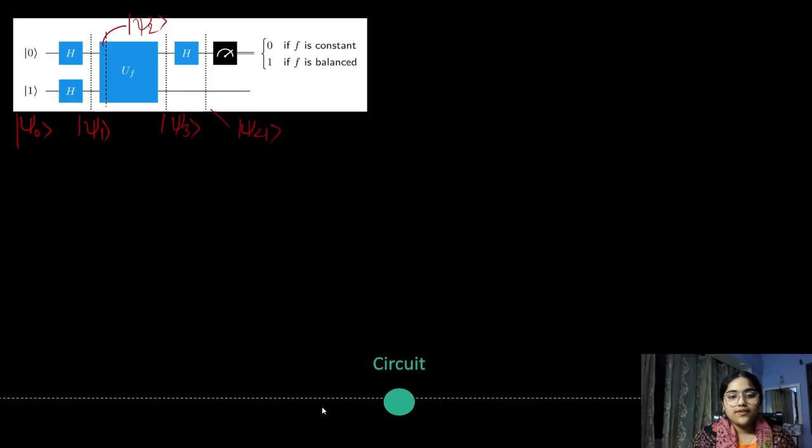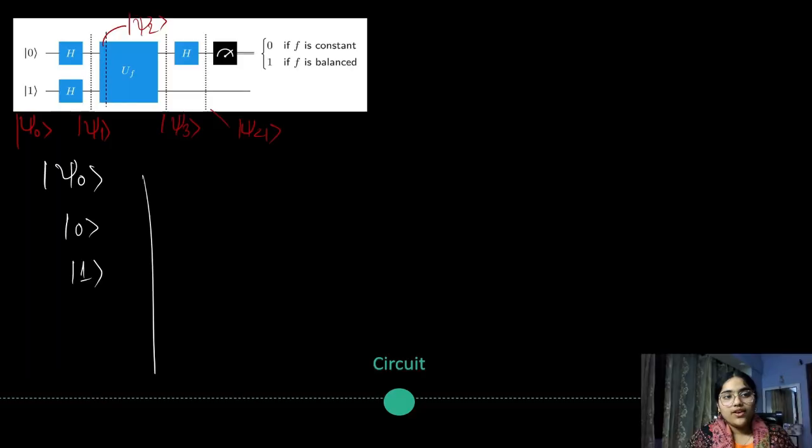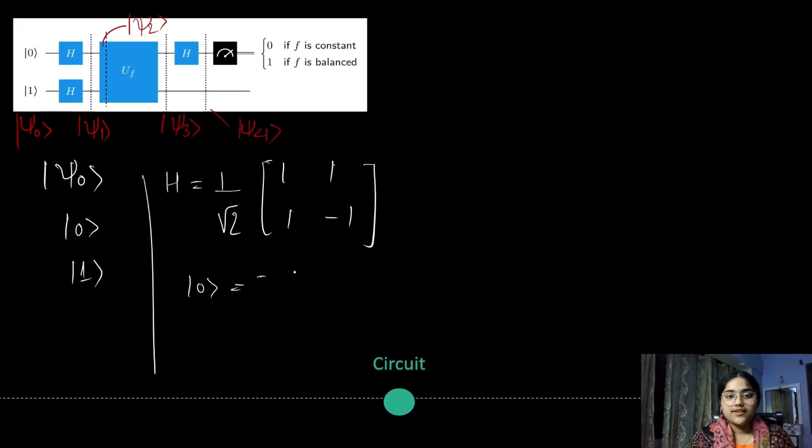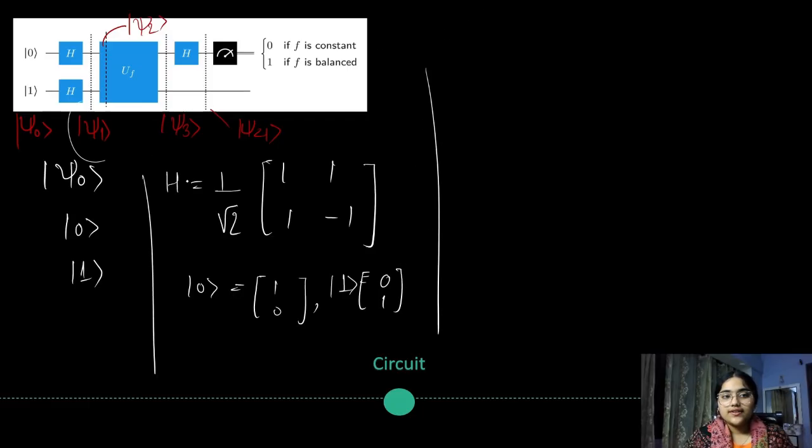Starting with psi 1, we first start with the 0 gate and 1 gate. Then moving forward, we have the Hadamard gate. The Hadamard gate in matrix form can be written as 1 by root 2 times 1, 1, 1, and minus 1. The 0 gate can be written as 1, 0, and the 1 gate can be written as 0, 1. Then we'll move to psi 1.